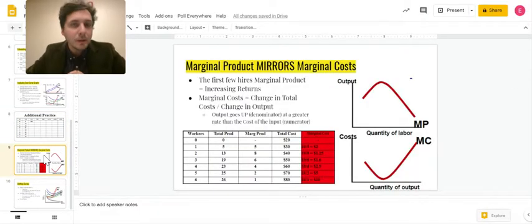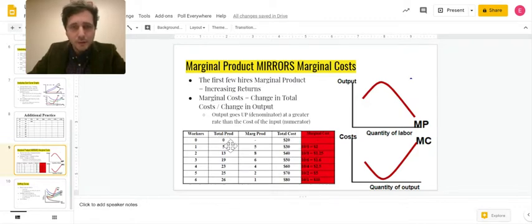Next up is why does marginal cost look like it does? And the answer is because of the same reason marginal product looks the way it does, right? Marginal cost is actually a mirror image of marginal product. Here's why. When I hire the first couple of workers, I have increasing returns. And as we can see here, marginal cost is the change in total cost divided by the change in product, not by the change of workers, but the change in product. So, for example, my first one, my change in total cost is 10.